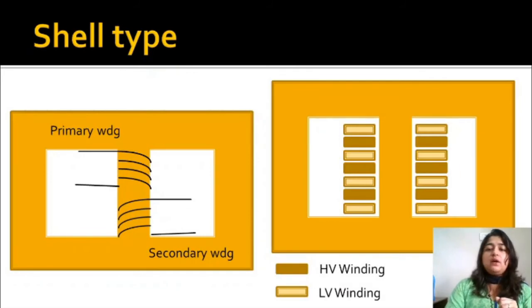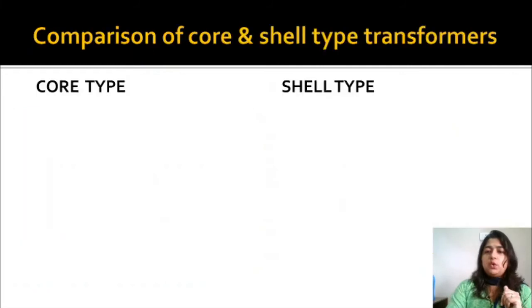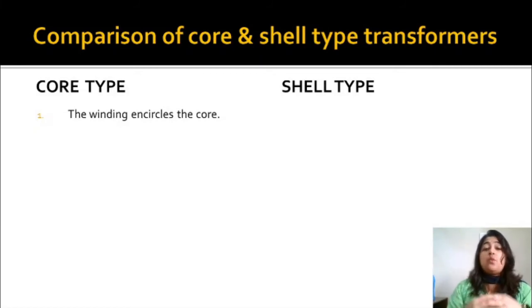The dark blocks represent the high voltage winding, and the light blocks represent the low voltage winding. So let's have a very fast comparison between the core type and shell type transformer. In core type transformer, the winding encircles the core. As I told you, in a core type transformer both limbs have windings, so the maximum portion of the core is encircled by the winding, and the winding is more exposed to the atmosphere.